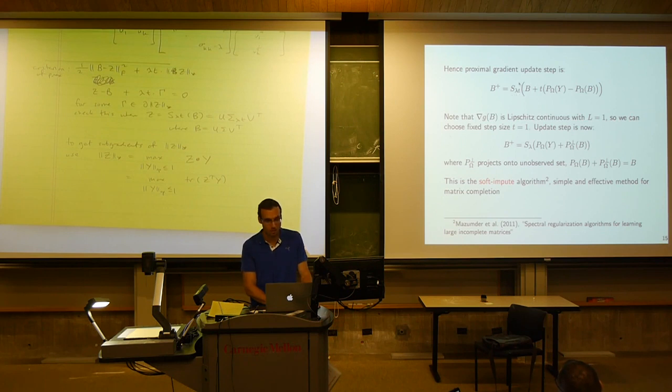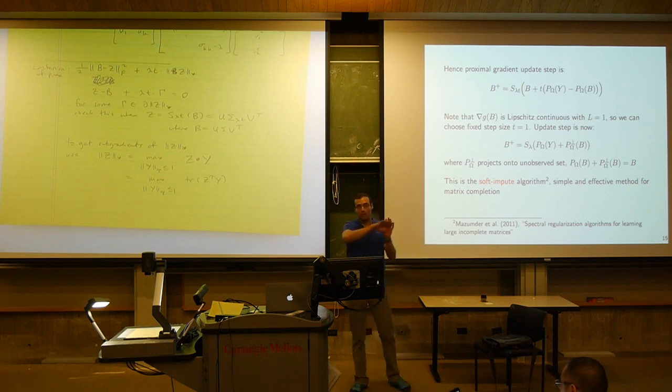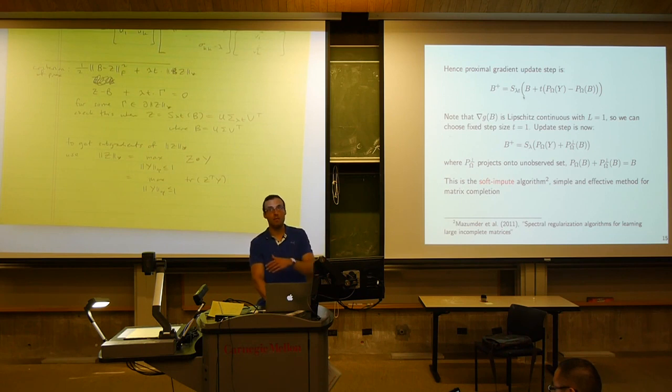And remember, what this means is take the SVD of what's inside, and then kill all of the singular values that are smaller than lambda t, and subtract lambda t off of all the remaining singular values, and make a new matrix out of that. That's what applying this prox operator means.